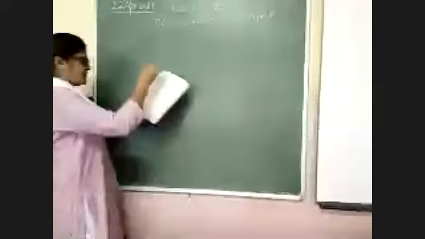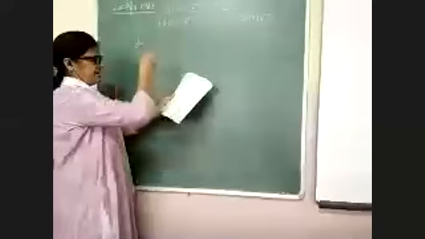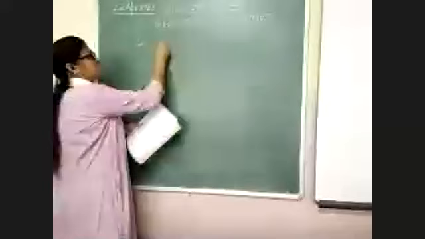For example, first I'm taking the simple question: 0 divided by minus 17. When we are dividing 0 by any number, then the answer is 0. Okay. Yesterday I told you about this.